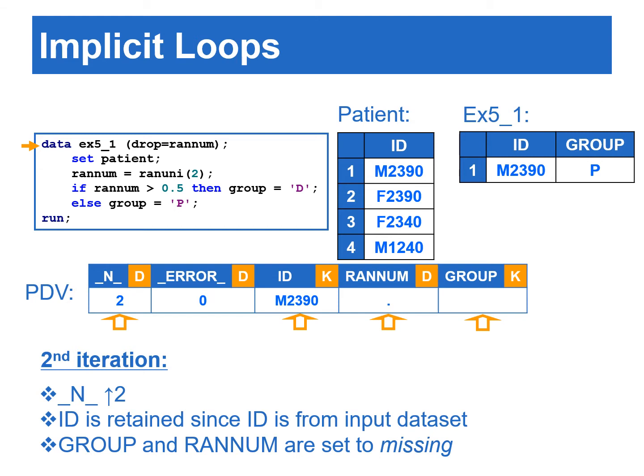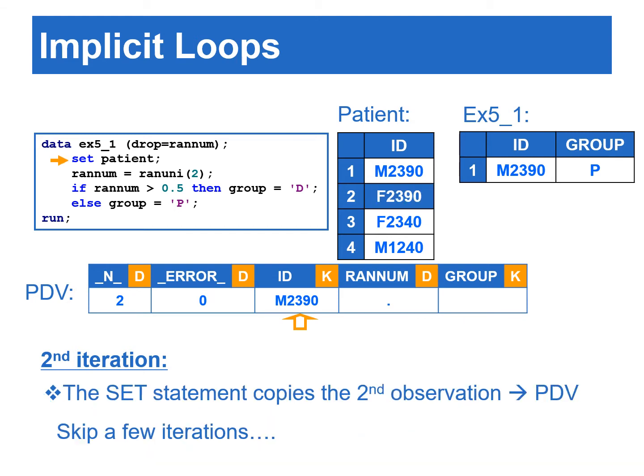At the beginning of the second iteration, _n_ is incremented to 2. ID is retained, since ID is from the input data set. Group and ran_nom are set to missing. The set statement copies the second observation from the input data to the PDV.